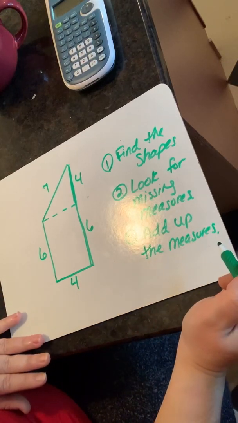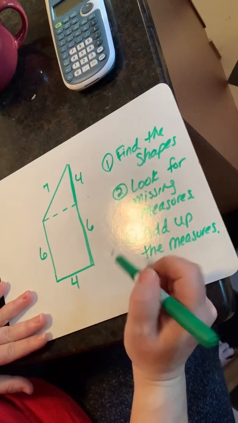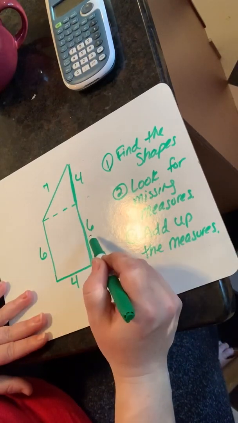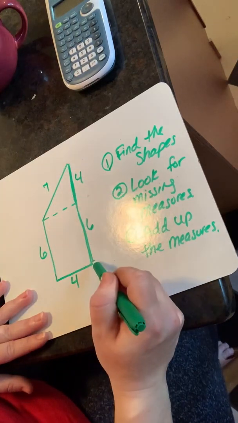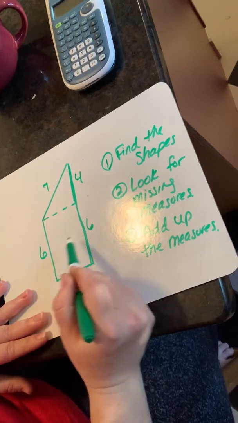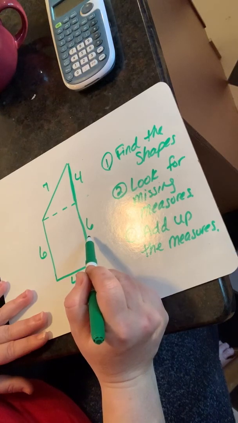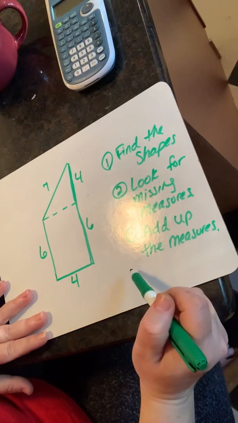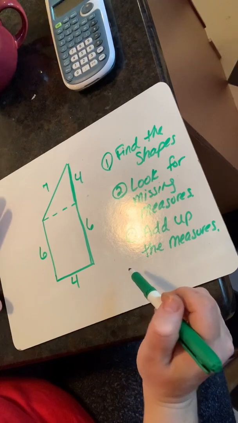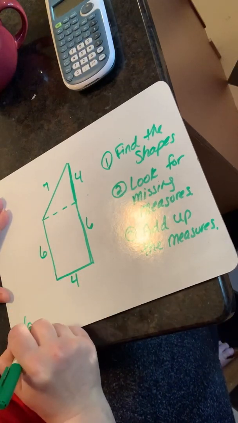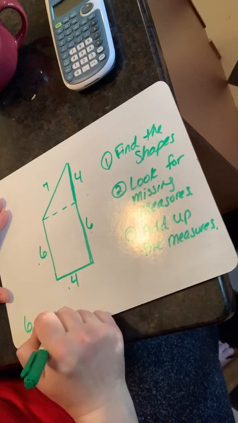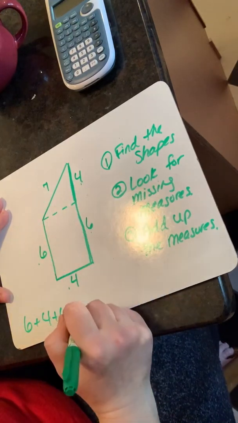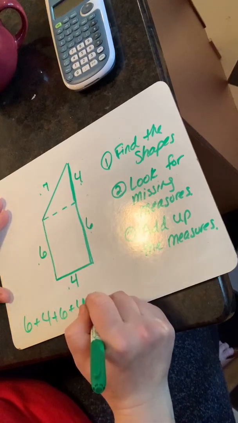And that's it. So we took our trapezoid, we split it up into the triangle and the rectangle. We realized that this side cannot measure 4, that we're missing a measurement. We used our knowledge of rectangles to figure out what that measurement is. So now we're on step 3. We're going to add up the sides. So I'm going to start at one spot and I'm going to add them up. 6 plus 4 plus 6 plus 4 plus 7.